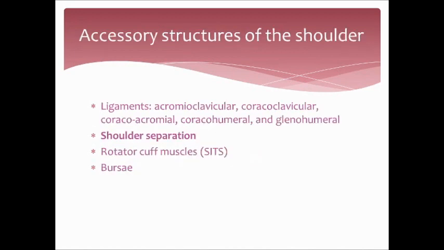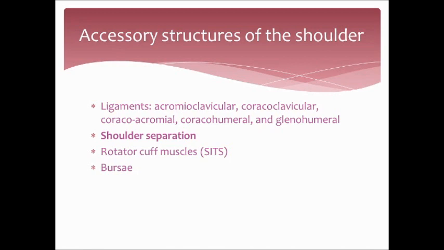Some of the accessory structures of the shoulder, we have the ligaments acromioclavicular, coracoclavicular, coracoacromial, coracohumeral, and glenohumeral. So if you ever hear somebody talk about separating their shoulder, they're referring to the acromioclavicular joint being separated, a dislocation of that joint from the acromion process of the scapula and the clavicle.